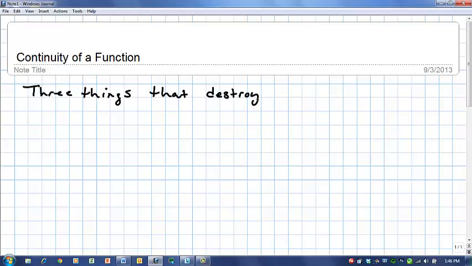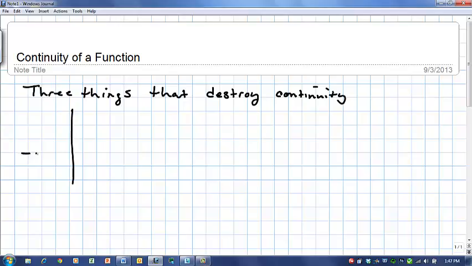In this video, I'm going to talk about what it means for a function to be continuous, and we're going to make a definition of continuity in terms of limits. First of all, we're going to start off with three things that destroy continuity. Okay? The first thing is this.